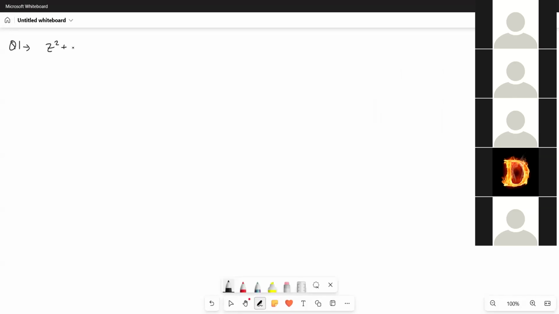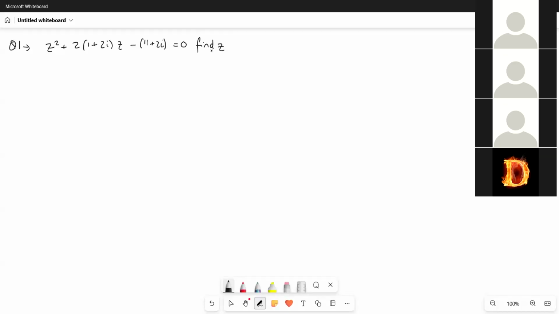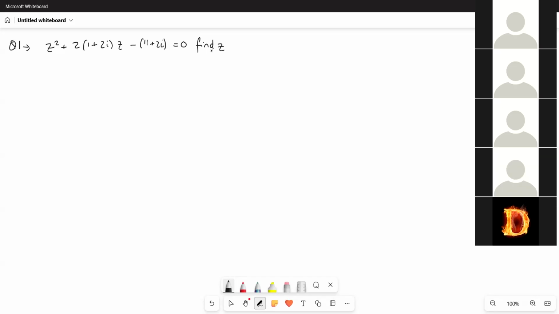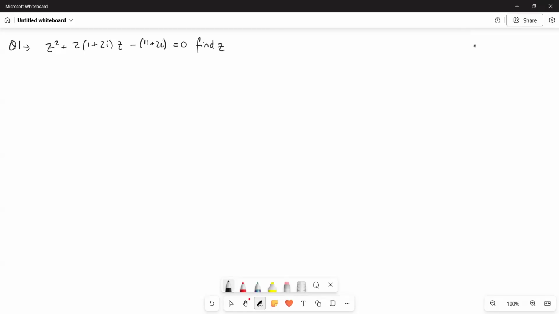If z square plus twice of (1 plus 2i) z minus (11 plus 2i) is equal to 0, find z. We have to find z.